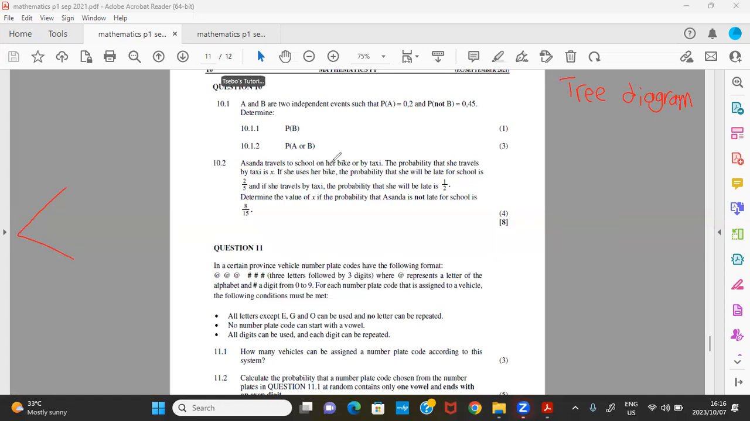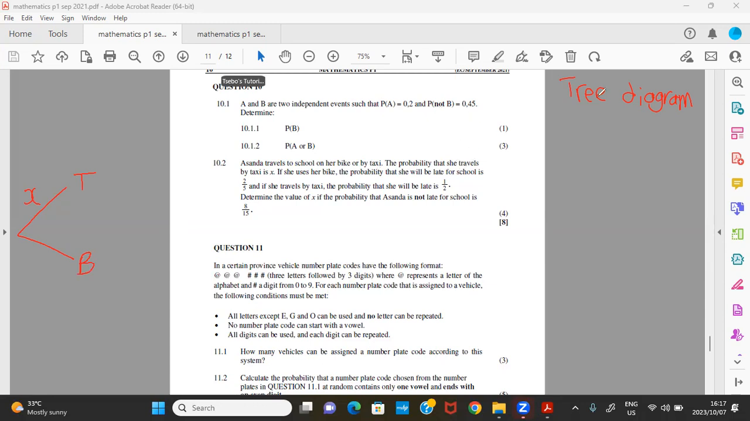So at the beginning, they say the probability that she travels by taxi is X. So we will have our taxi. So the probability that she travels by taxi will be X. All right. So just tell me this. If she doesn't travel by taxi, what does she travel with? A bike, right? So we will put a bike here.